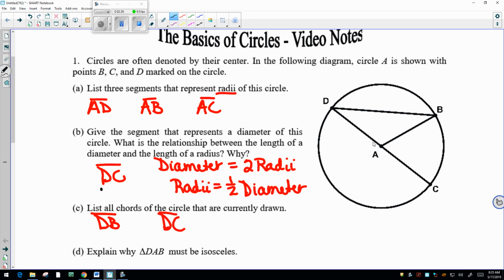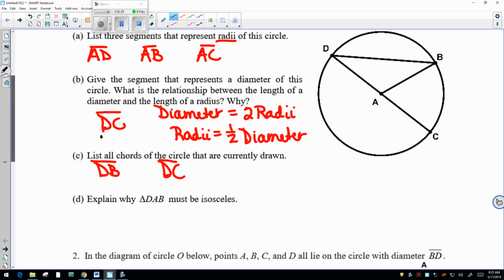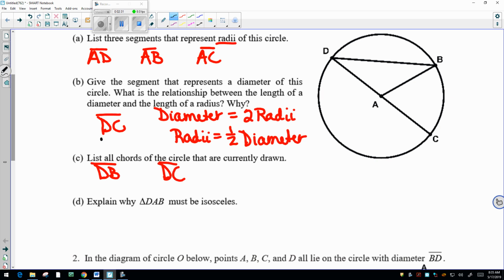Okay. And then for letter D, it's saying, all right, so I see a triangle. I see triangle DAB, and it says, why must this be isosceles? Okay, so in order to be isosceles, we need to have two congruent sides. So looking at this picture, I can see AD and AB are both radii. So because they're both radii in a circle, I know all radii are congruent.